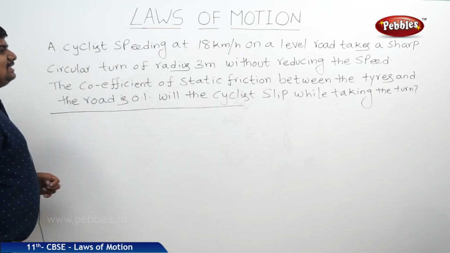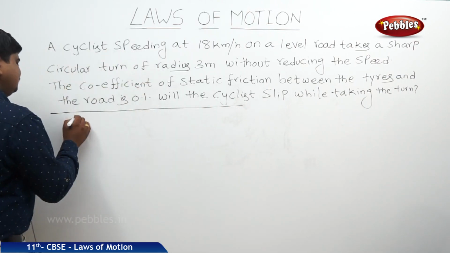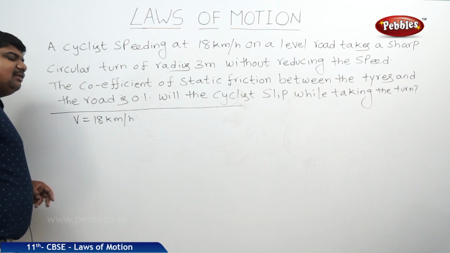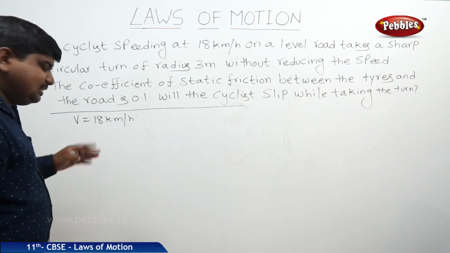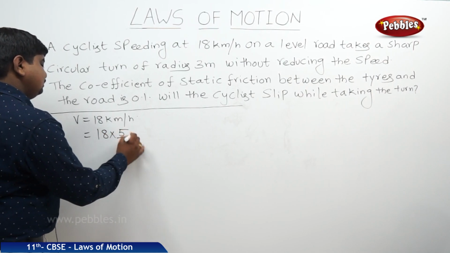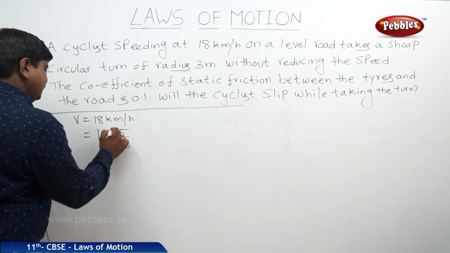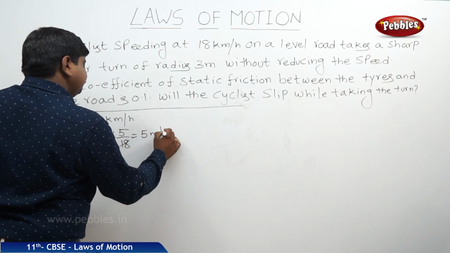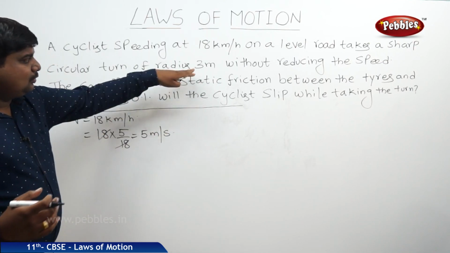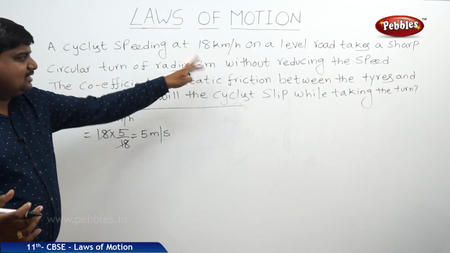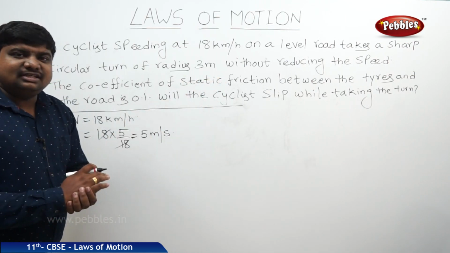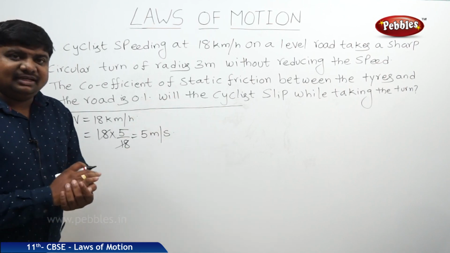The physical quantities present in the given problem: the speed v is 18 kilometers per hour, but kilometers per hour is not the SI unit of velocity. That's why we are converting 18 kilometers per hour into meters per second, so it should be multiplied by 5 by 18. It is nothing but 5 meters per second. That means the cyclist should move with a velocity of 5 meters per second to take a left turn or right turn of radius 3 meters. If the value is exactly equal to 5 meters per second, the cyclist will have a safe journey. If not, it will be a slipping case.